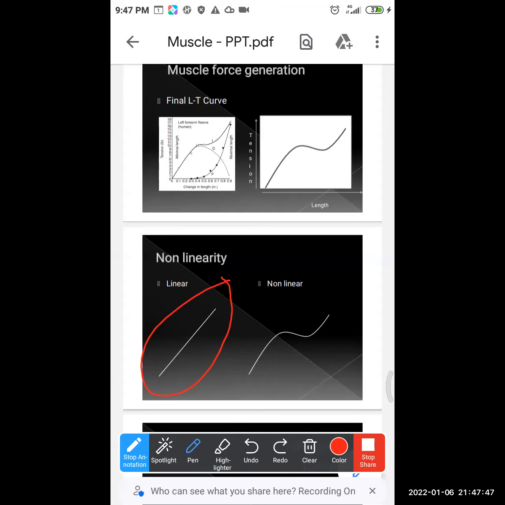But think about this condition. When you are starting to lift, the muscle is at one length. When you are coming to the middle, the muscle is at another length. And when you are coming more down, the muscle is at another length. So now we have actually 3 different lengths. In fact, it is not 3. With each degree of movement, the muscle length is going to change, and whenever the muscle length changes, its ability to produce force will also change. Clear?